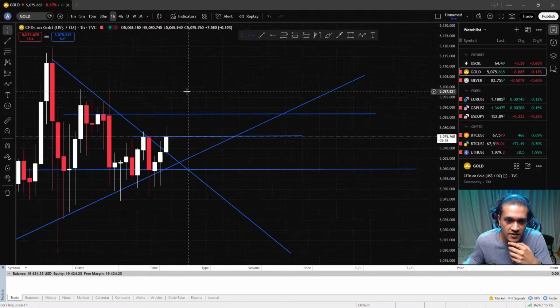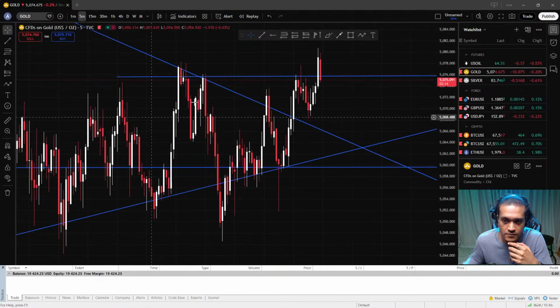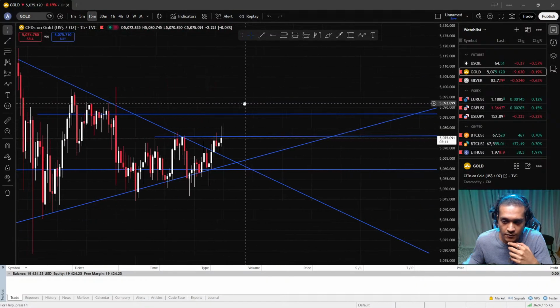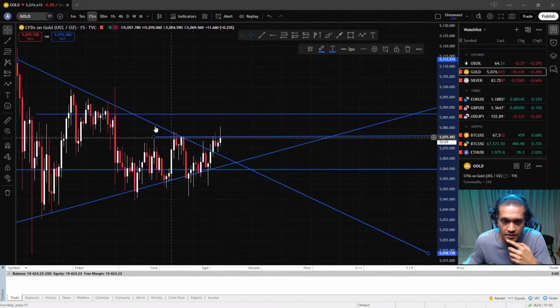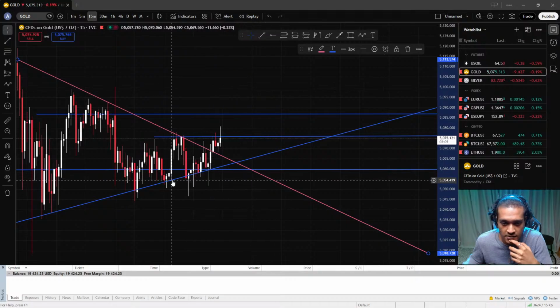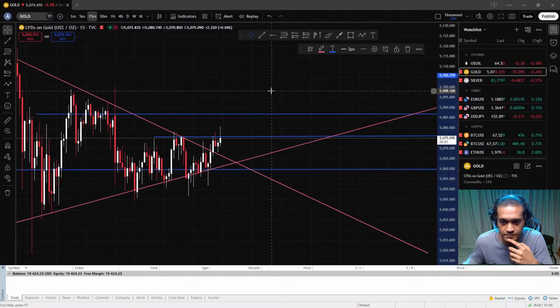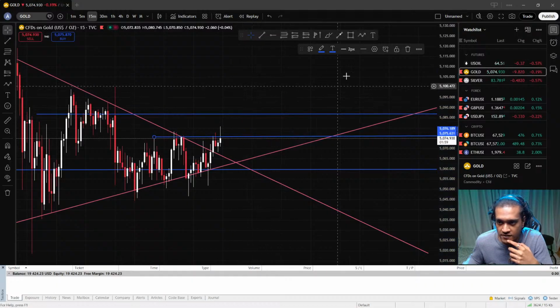Okay, so let's see. Okay, first we need to change the color a bit. There's a trend line that we need to change to pink. Trend line, we need to change to pink. Resistance, we need to just put that blue, or no, usually we say that red.